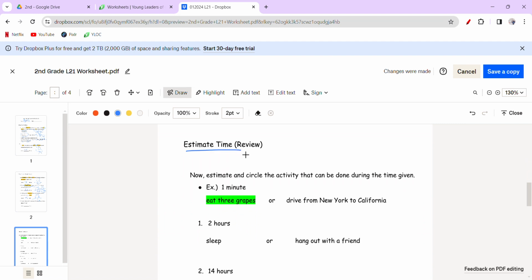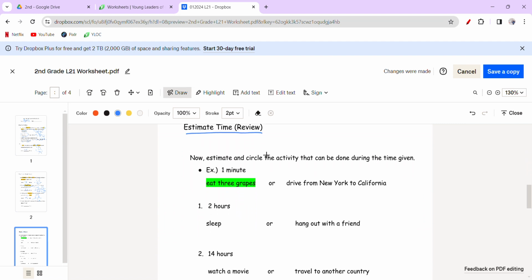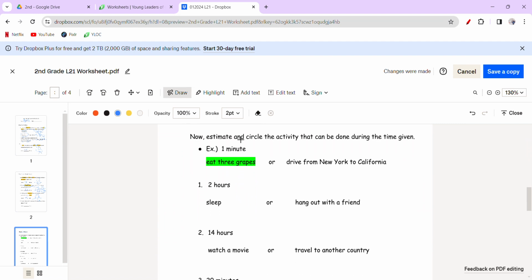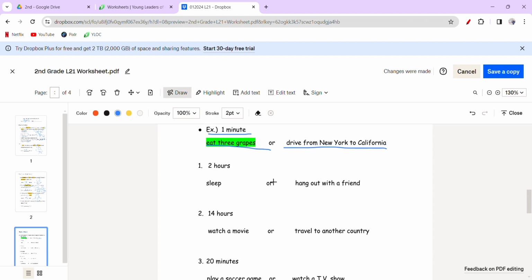Okay, we are going to move on to estimating time, which is a review. So we just have to estimate and circle the activity that can be done during the given time. So which one would be more reasonable? Example, 1 minute: eat 3 grapes, or drive from New York to California. Under 1 minute, I don't think you can drive all the way from New York to California. Eating 3 grapes would be much more reasonable, right?